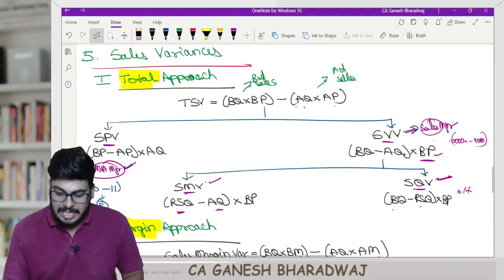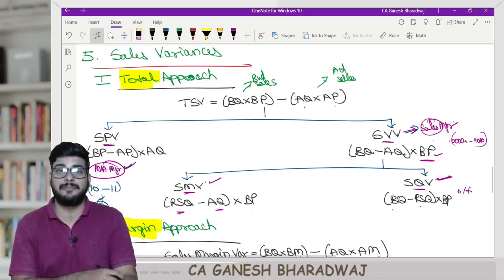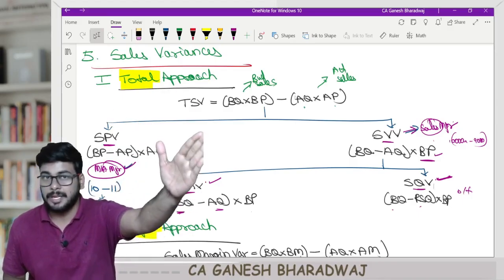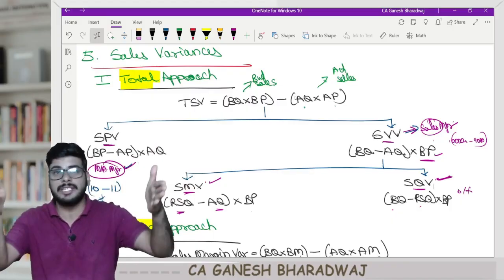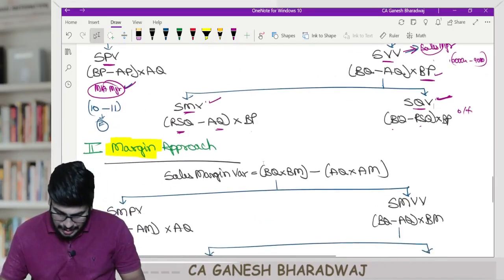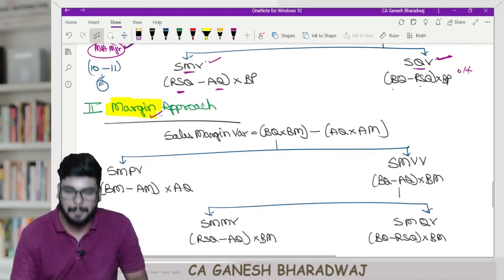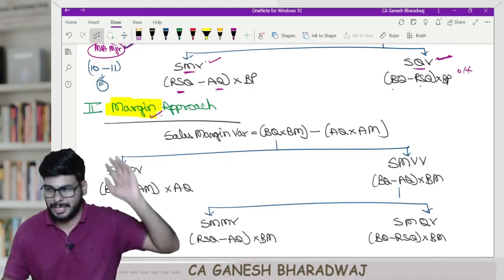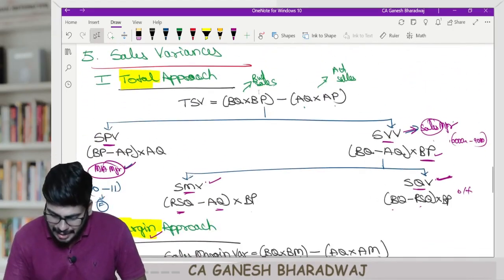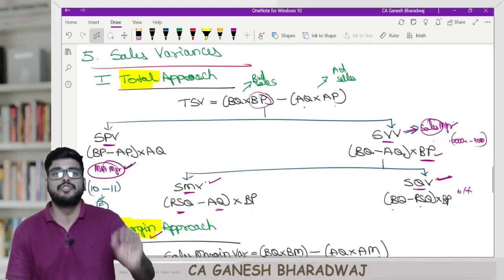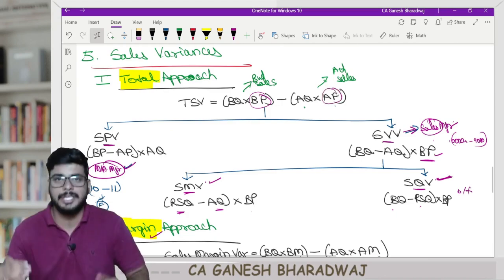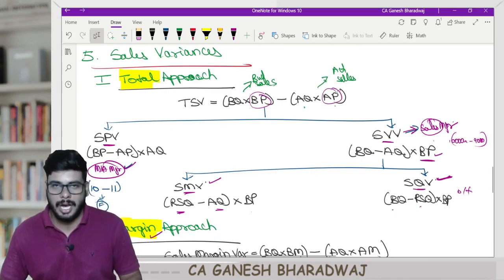This is what this entire total sales variance under total approach talks about. Basically, remember, the sales variance under total approach captures the difference in the budgeted sales revenue, budgeted revenue versus the actual revenue. Whereas, what does this margin approach talk about? This margin approach is exactly the same. Wherever you use budgeted price, you use budgeted profit or budgeted margin. Wherever you use actual price, you will use actual margin. Are you clear with this?